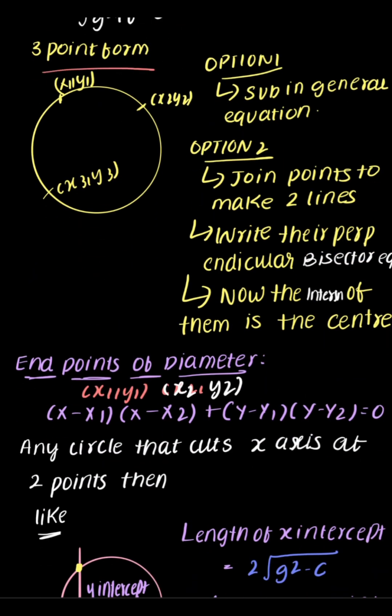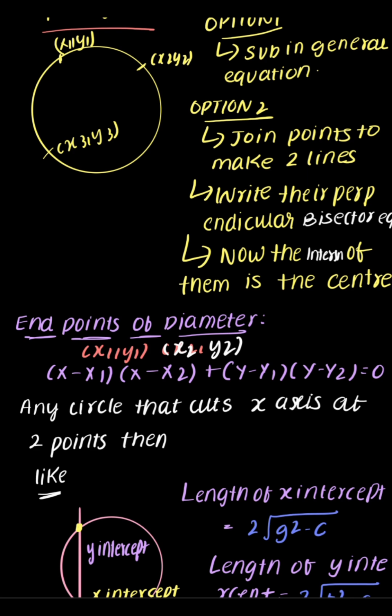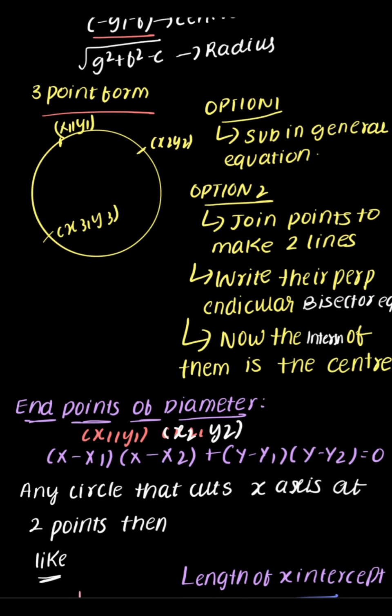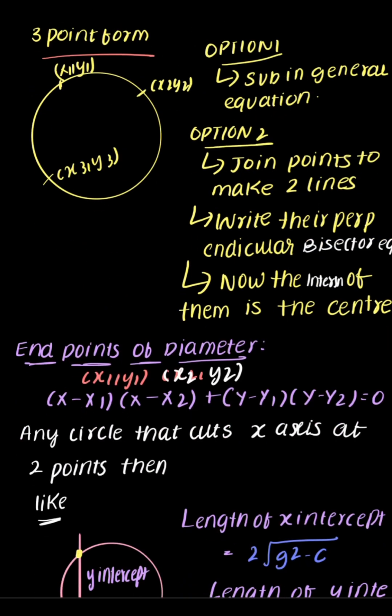So let's take a 3-point form. Basically they give you 3 points, they'll ask you to find the equation of a circle. Like, I guess it's not the full question, but you get the point. So your first option would be to just substitute all these 3 points in this equation, find the values of g, f and c, but that's way too time consuming.